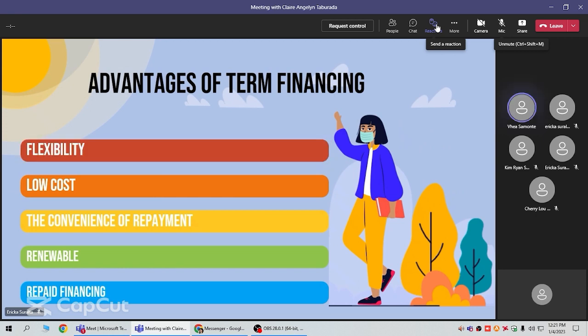There are some important advantages of term financing. These are flexibility, low cost, the convenience of repayment, renewable, and prepaid financing. Flexibility: the great value of intermediate term support is versatility. The time and amount of the loan can be adjusted by the borrower. Low cost: intermediate term funding is less expensive than other forms of funding. The convenience of repayment via installments.